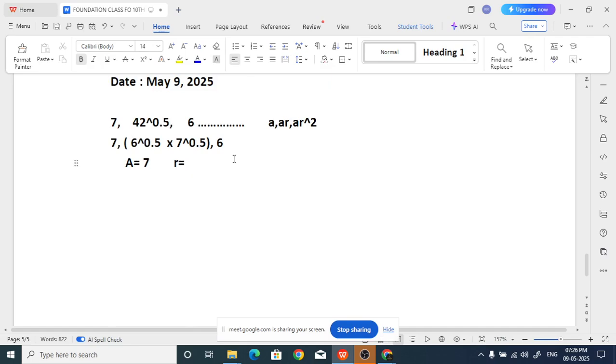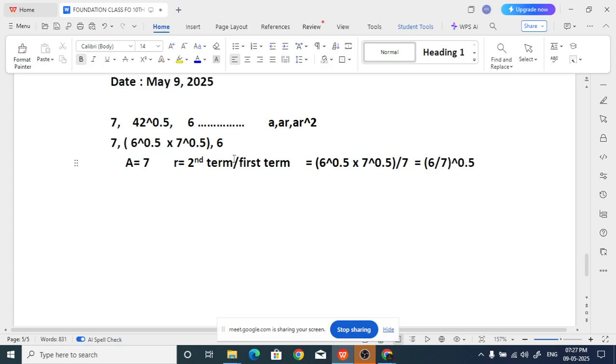Second term divided by first term. So that is nothing but 6 to the power 0.5 into 7 to the power 0.5, divided by the first term, 7. Second term divided by first term. So how much are you getting? Can we say 6 by 7 whole power 0.5?